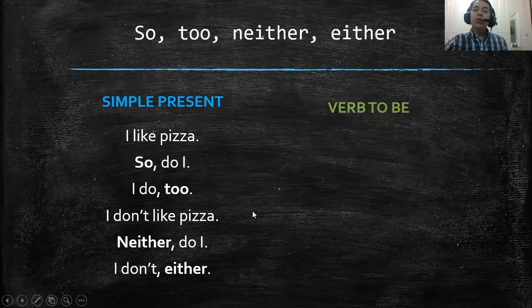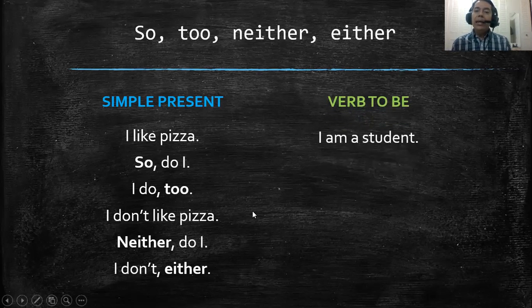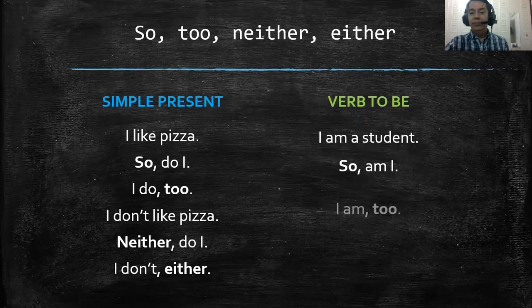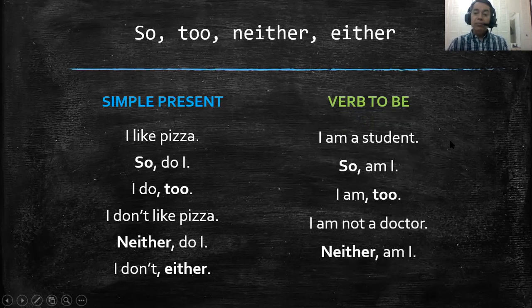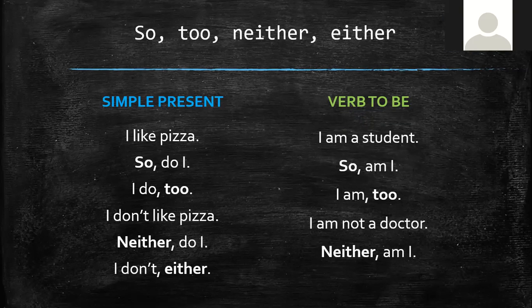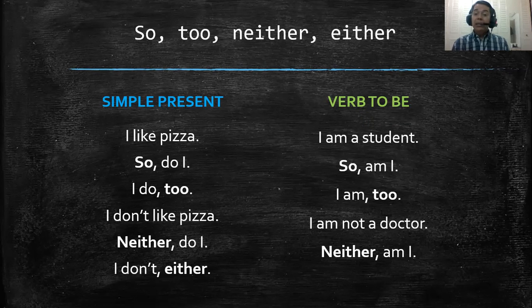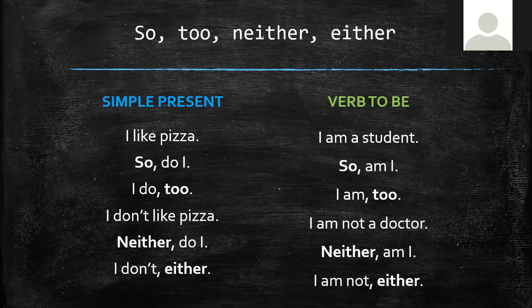Right? Now let's go with the verb to be. I am a student. Affirmative, right? Verb to be. So am I. I am too. Okay? And this, negative. I'm not a doctor. So? Neither. It's with the verb to be, right? Neither am I. Or I'm not either.